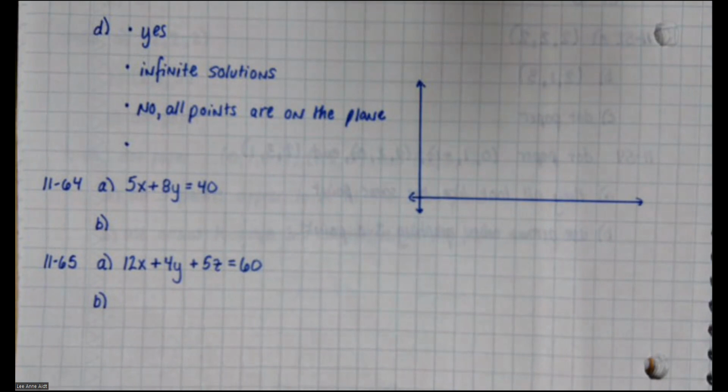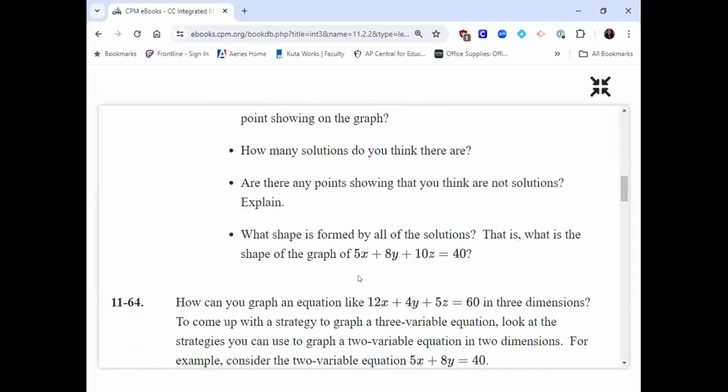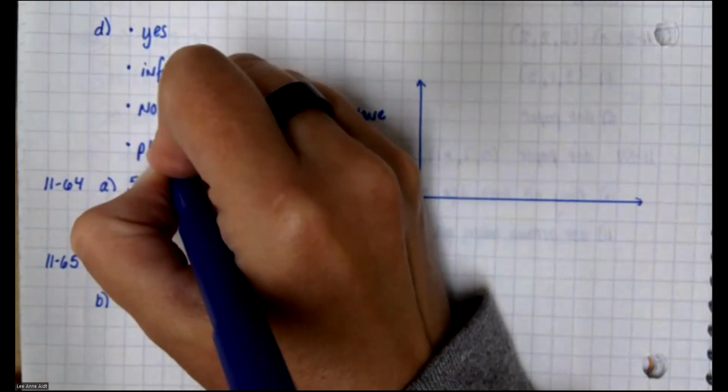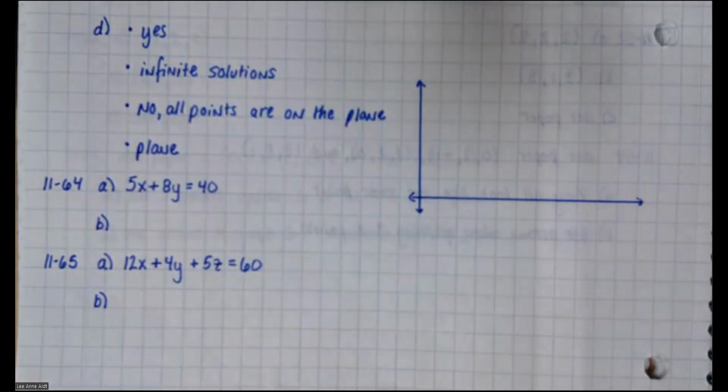Okay, last question for D. What shape is formed by the, why do they ask it 75 times? It's a plane. A plane. The answer to the same question over and over and over.